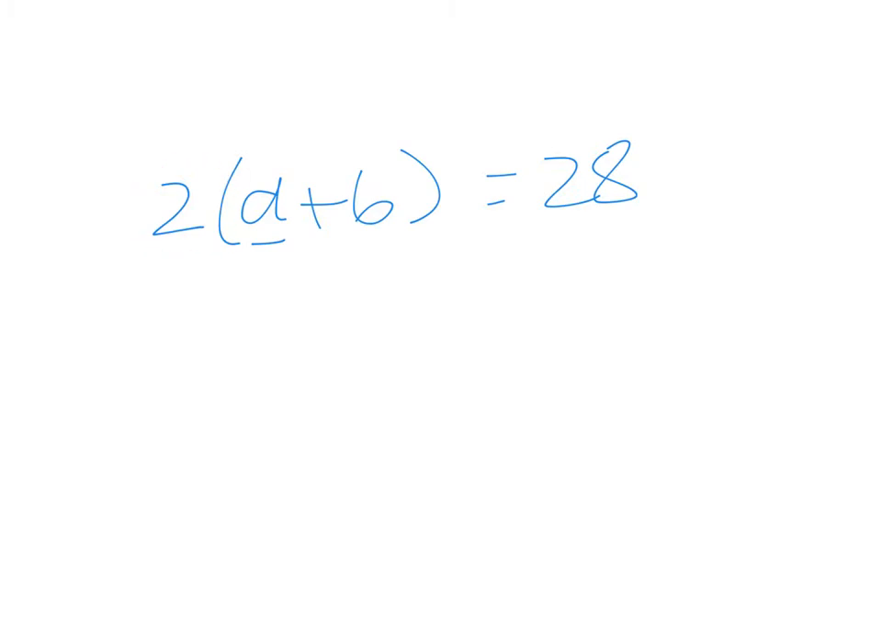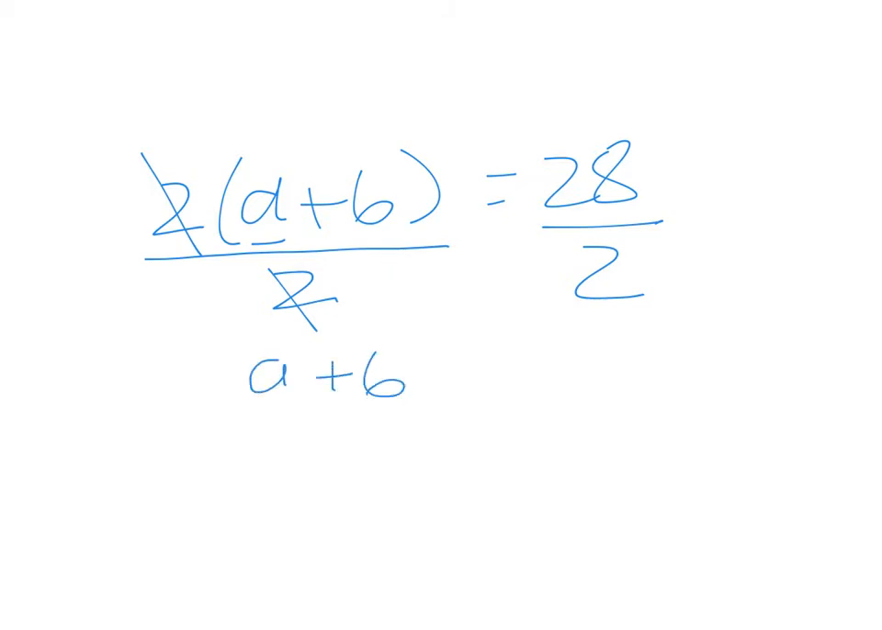So the first thing we're going to do is try and get rid of this 2 on this side. So we are going to divide by 2 on both sides, and we can cancel these out. Right? 2 divided by 2 is 1. We can get rid of it. So we are left on this side with a plus 6. And on this side, 28 divided by 2 is 14.